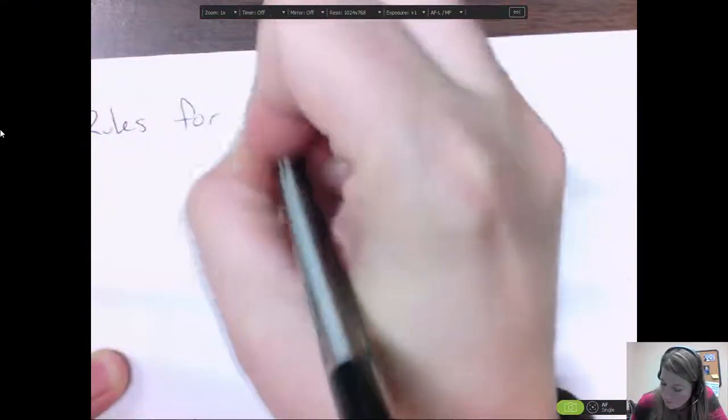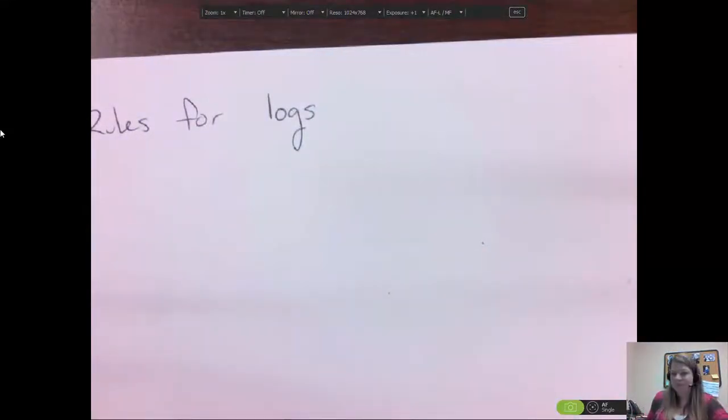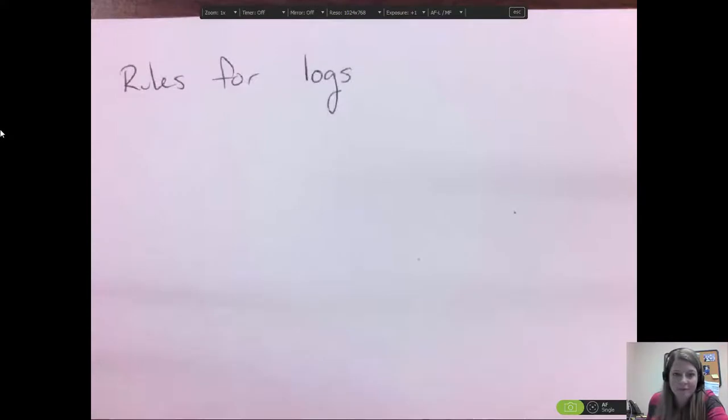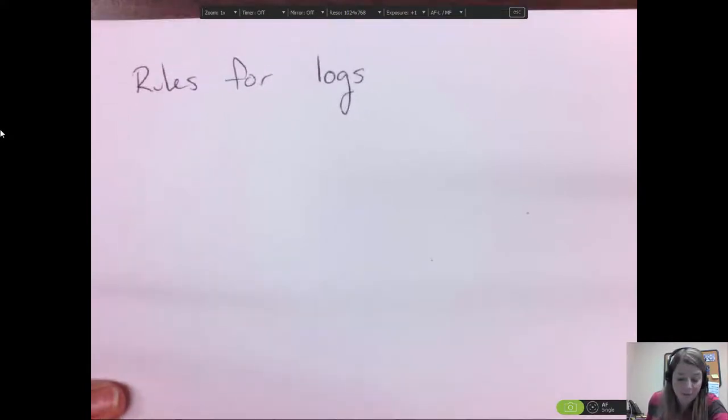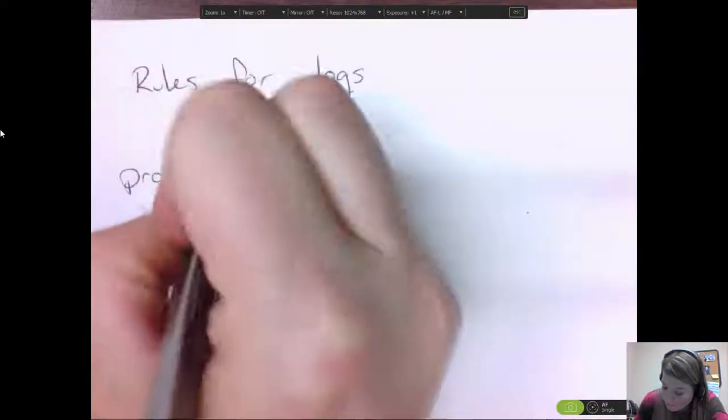Okay, so this video is going to cover the rules for logs. So the rules for logarithms, or logs. So the first rule, we already know how to convert them back and forth between exponent form and log form. The first rule we're going to look at is the product rule.